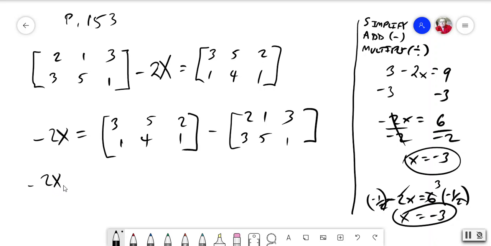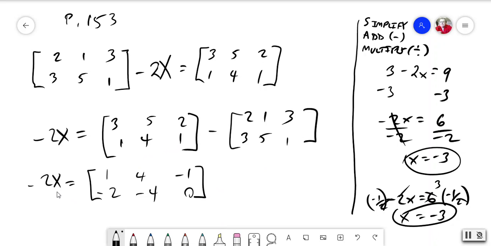So I get negative 2x, and I just do what I did before. I subtract position to position. 3 minus 2 is 1. And I hope you're following this. I don't have room to write out all the steps, but I think it's clear. 5 minus 1 is 4. 2 minus 3 is negative 1. Let me double check something here. Make sure. Yeah. 1 minus 3 is negative 2. 1 minus 5 is negative 4. And 1 minus 1 is just 0.